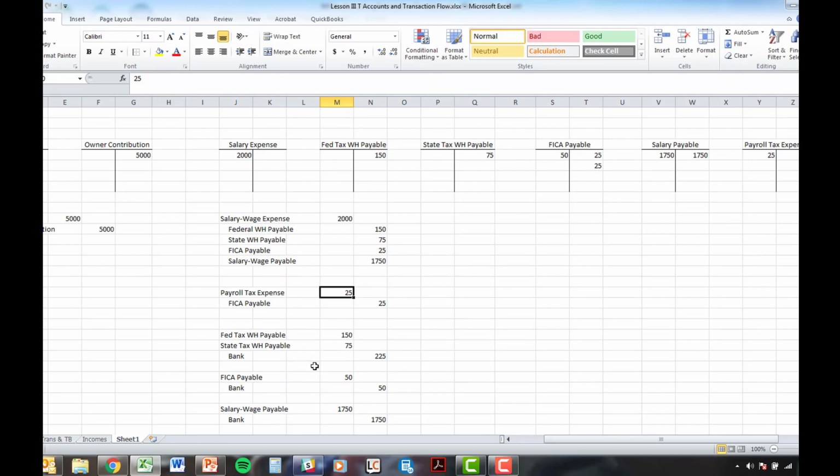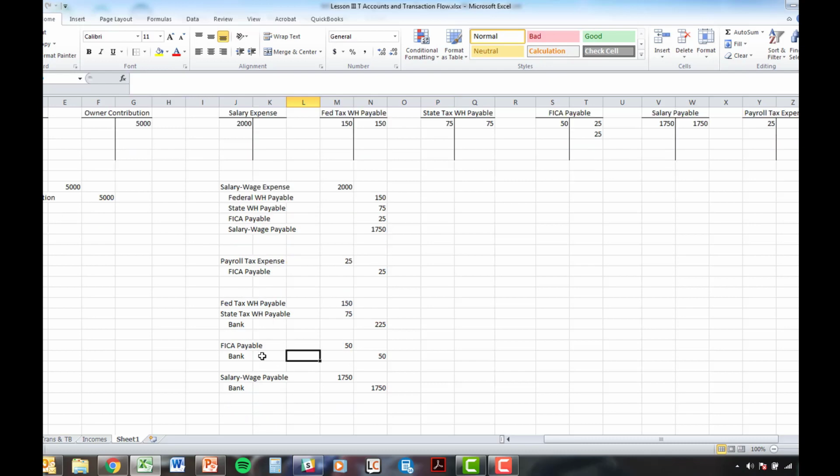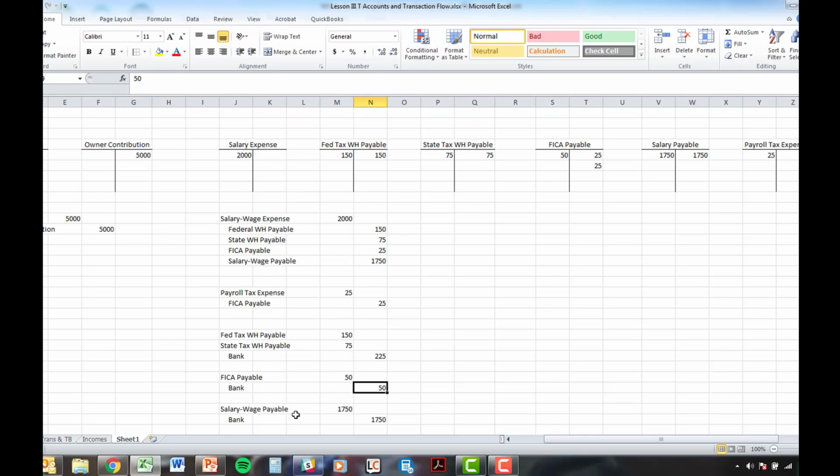And then when we are paying our payroll taxes, we're emptying out the federal tax withholdings payable and the state tax withholdings payable to zero them out, and paying out of the bank. We're paying $225 to those entities. Here's when we pay the FICA payable for the employee and employer portion. And when we finally pay our employee, we write him a check for $1,750.